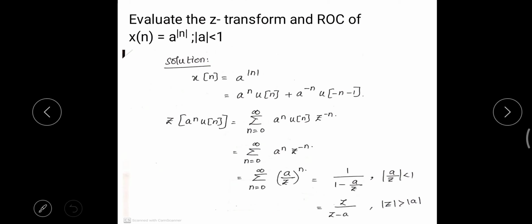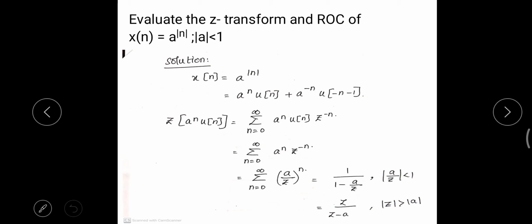Next, another example. How to evaluate the Z transform and find the ROC of x of n equal to a to the power of modulus of n, provided that a is less than 1. Now we'll discuss how to solve this. They gave x of n equal to a power mod n, and we know that mod n is a double sided signal, so that can be written as a power n u of n plus a power minus n u of minus n minus 1.